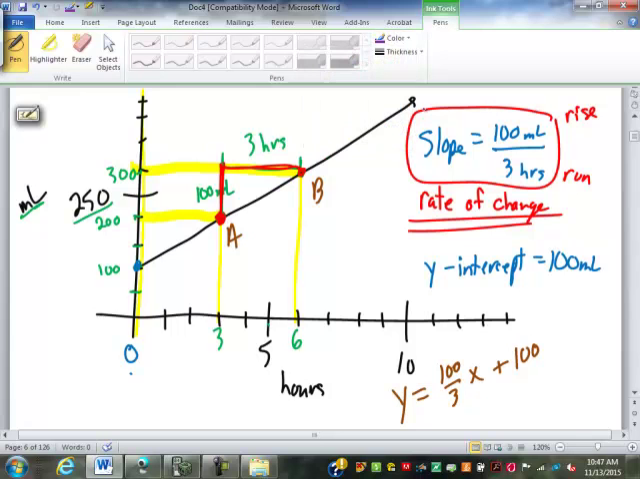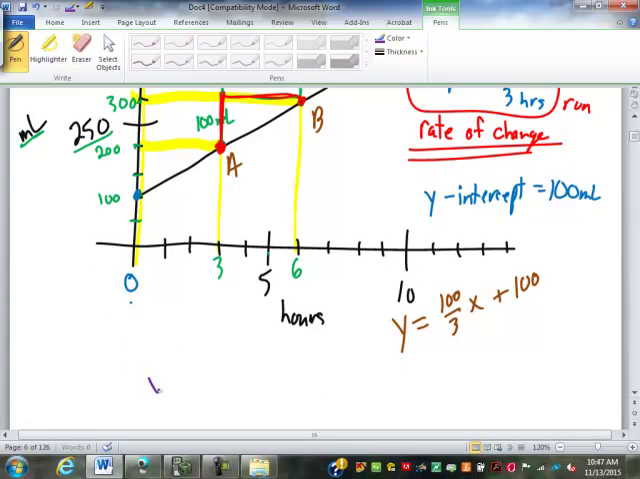But it might make more sense to some of you if we do it like this. Y equals, it starts out at 100. And then it adds 100 thirds every hour. 100 divided by 3 is 33 and a third every hour. And that's what it goes up. Every hour it goes up 33 and a third. Or 100 units every 3 hours.